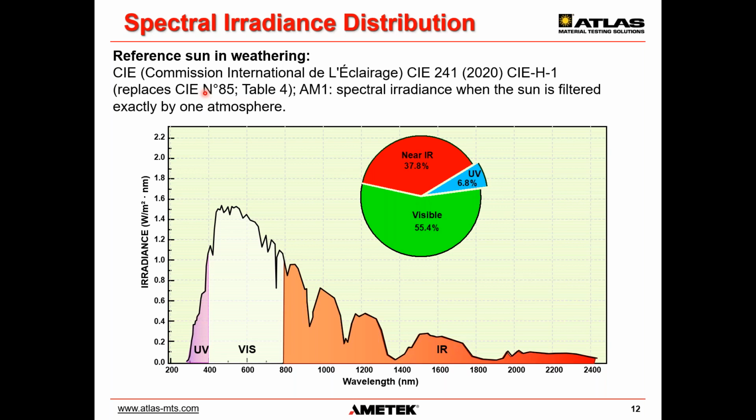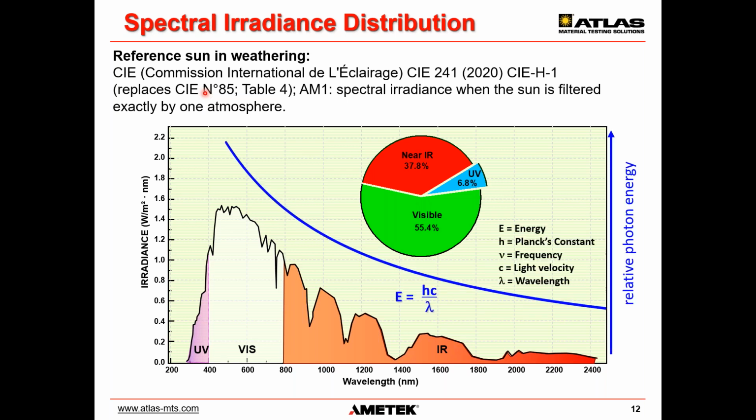What's more important is that the reference sun has about 7% UV, so a relatively small portion, about 55% visible radiation and about 38% infrared radiation. And again, the shorter the wavelength, the higher the photon energy, and the more critical the photons actually are. That's the reason why UV photons are the most critical, even if it's only 7%. Here we typically observe the most damage.